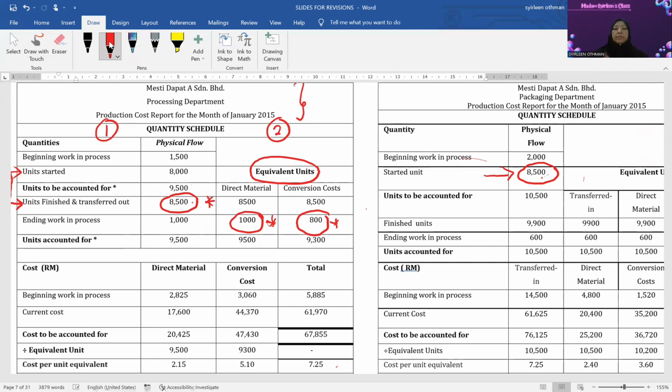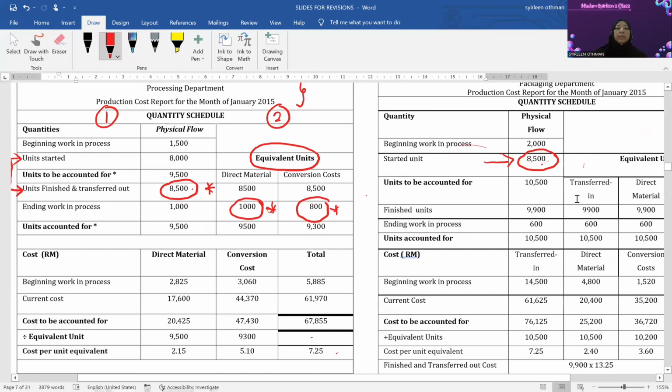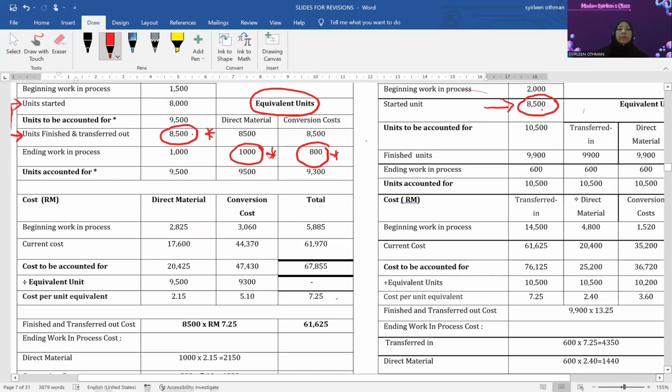Okay, that's the first item. Yang kedua, yang kita kira tadi, finish and transferred out costs, which is 61,625. Nilai ni akan jadi current cost ya, untuk transfer in. Okay, kenapa ada transfer in?